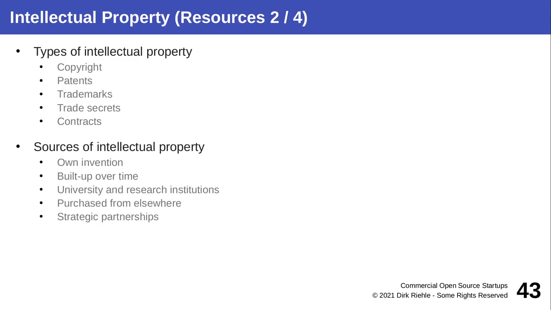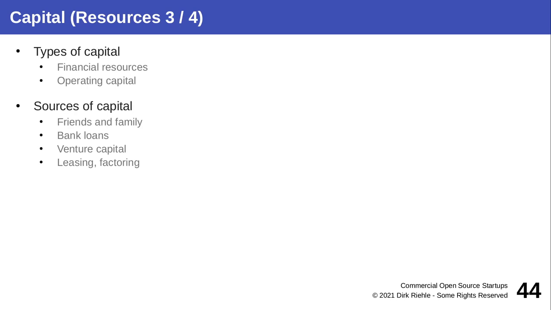IP is something we need to look at. We previously did some of that. We will look at it again in the open source part of this course. And so we have these various forms of IP and how they become a key resource for you. You invent them yourself, you build them up over time and reuse them, or it's in the relationships. So you jointly do them with universities, for example, purchase them and so forth.